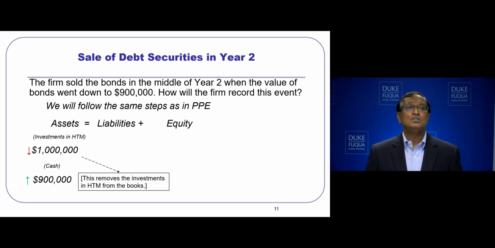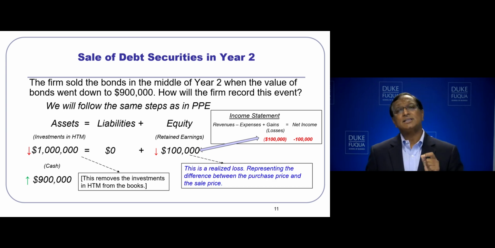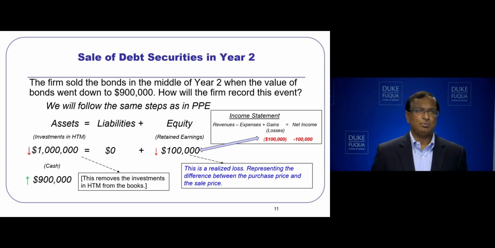We lost money. So we have a loss of $100,000, which will go into the income statement, and that will again feed into retained earnings. What kind of loss is this? This is a realized loss, representing the difference between the purchase price and the sale price. So it's realized because the firm sold it.